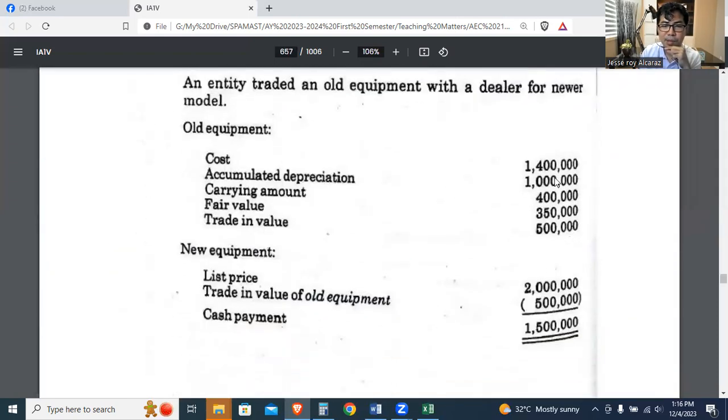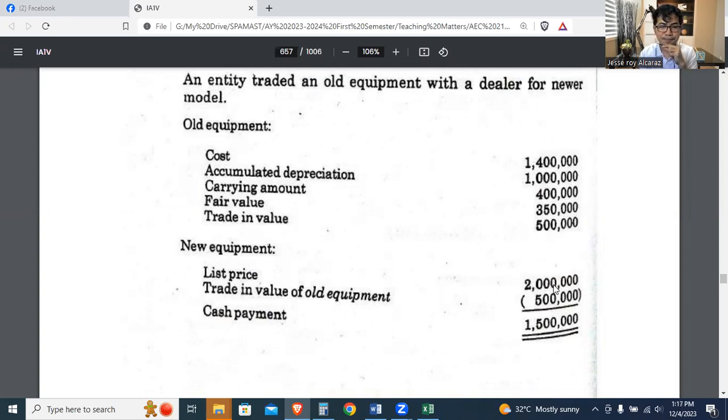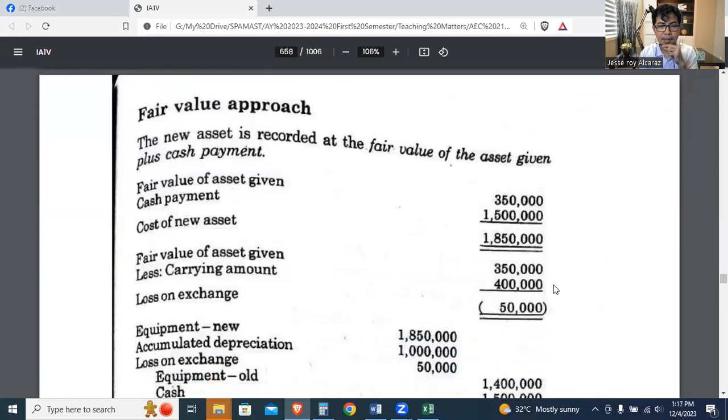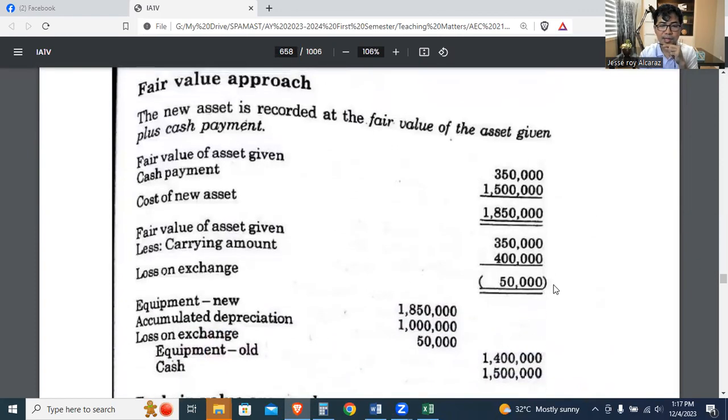So for the old equipment, our purchase before was 1.4 million, accumulated depreciation 1 million. Therefore, the carrying amount is only 400,000. That's 1.4 million minus 1 million. Okay, and then its fair value at the time we bought the new equipment is 350. And the trade-in value is 500. So, okay. The computation is a bit long.